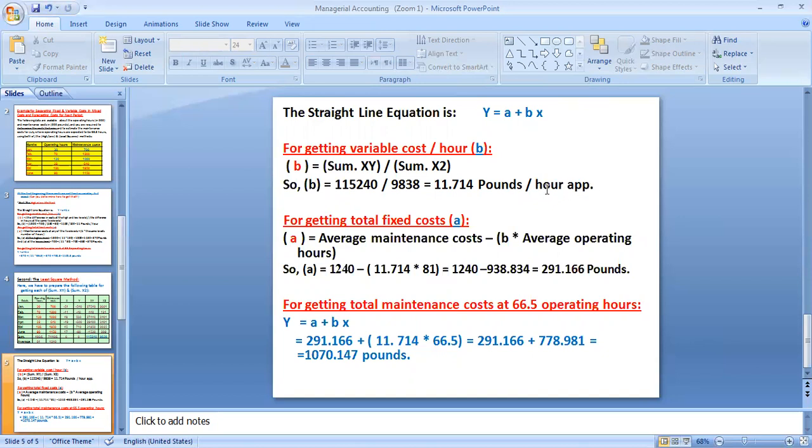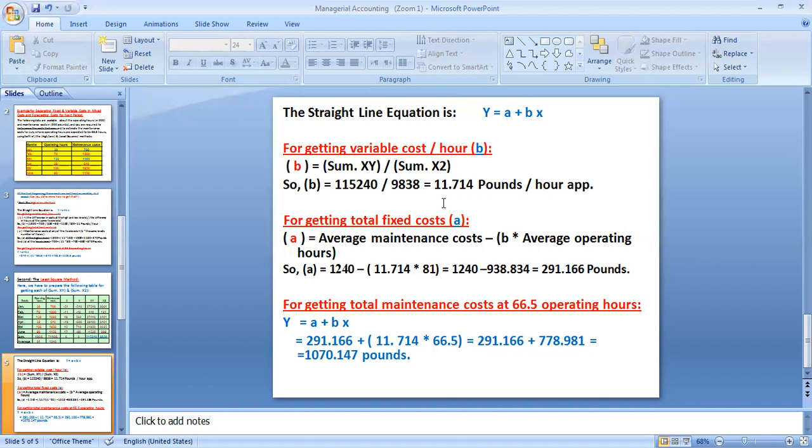Why approximately? Because the result will be 11.71394. I approximated to 3 decimals. In the exam, approximate to 3 decimals. Please, in the exam, if in multiple questions, I told you B equals 11.714, then 11.714 pounds, and the third answer, 11.714 pounds per hour approximately. The last one is the correct one.